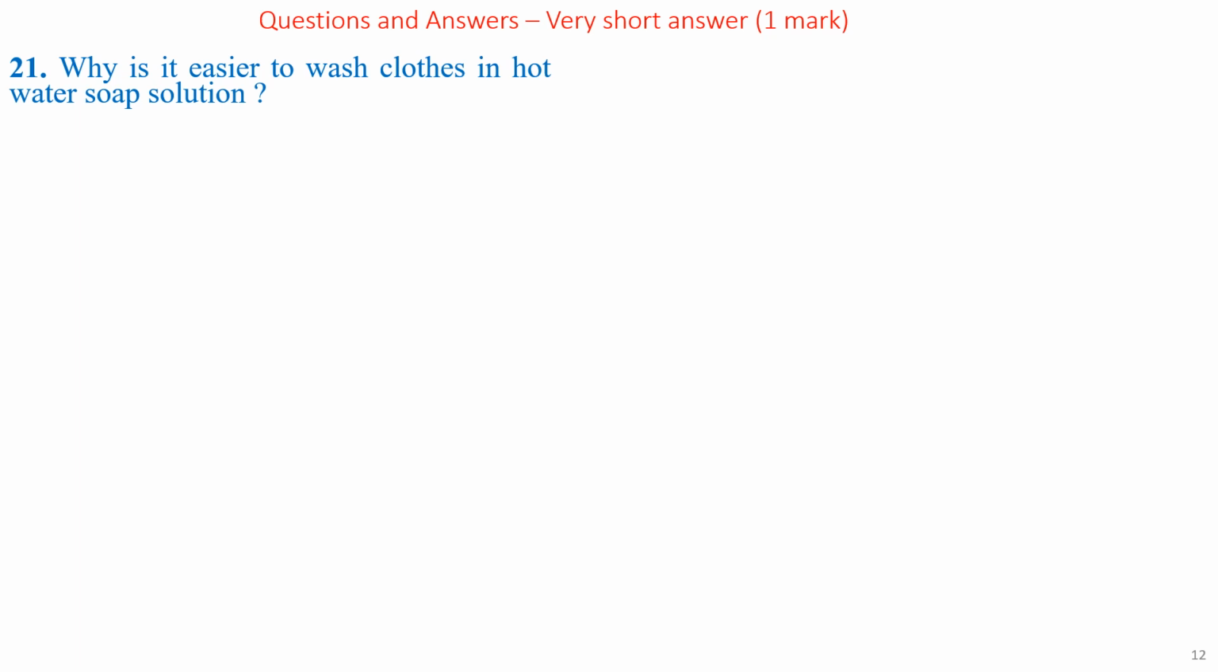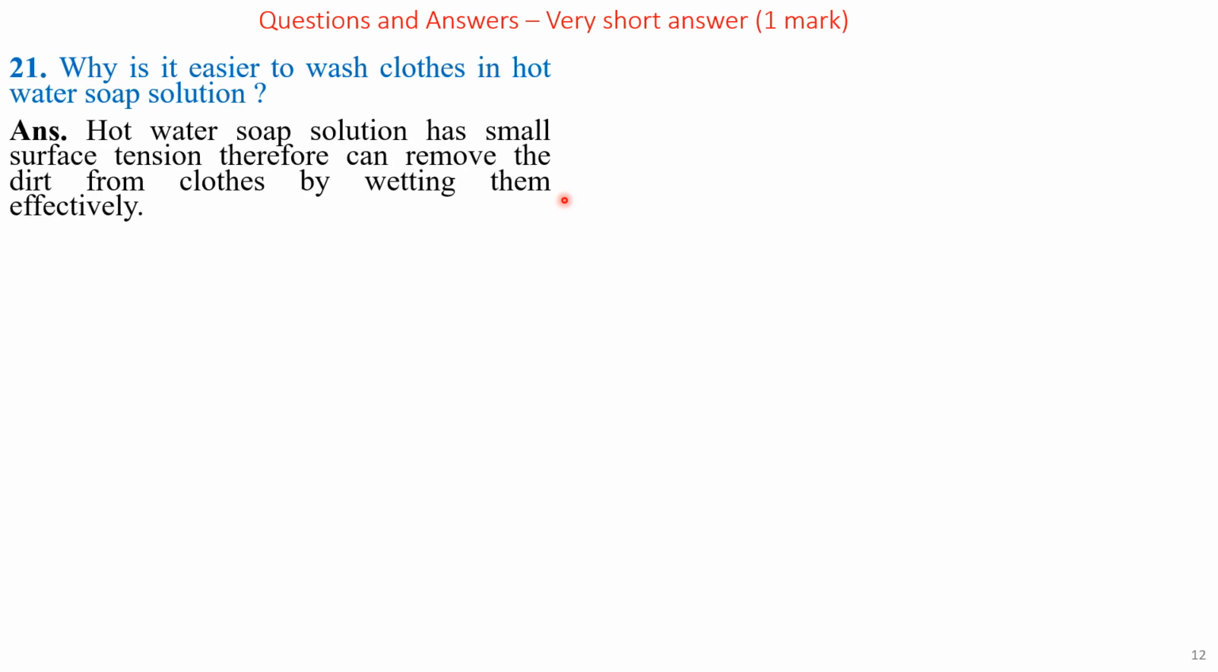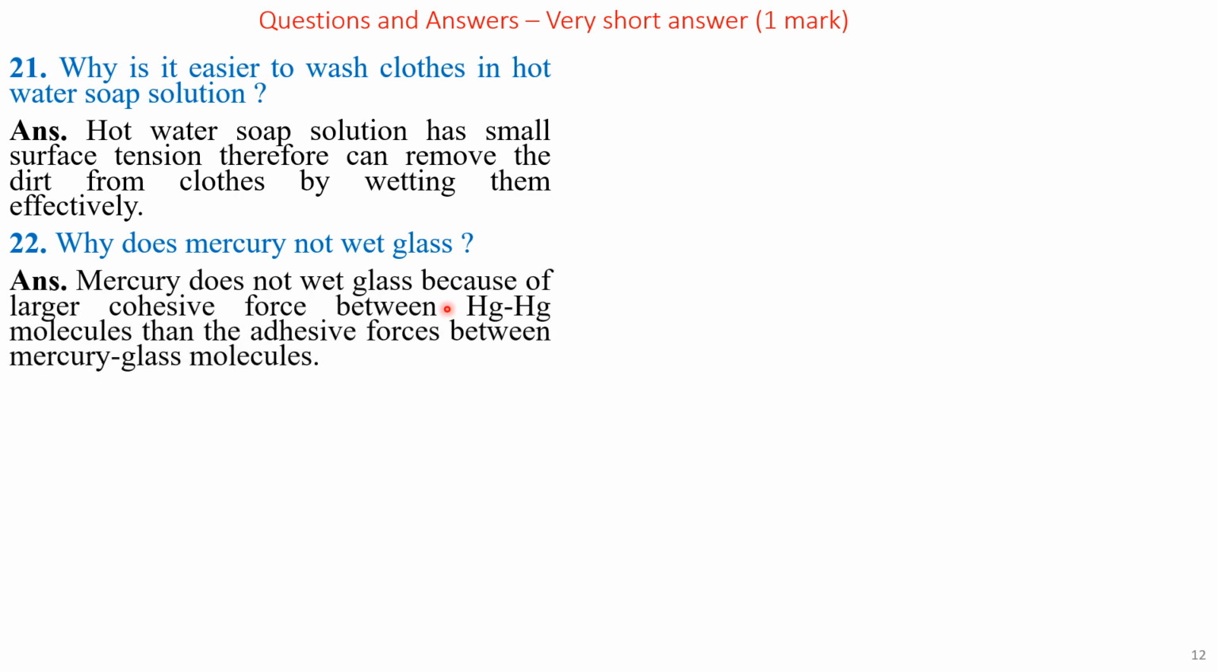Why is it easier to wash clothes in hot water soap solution? Answer is, hot water soap solution has small surface tension, therefore it can remove the dirt from the clothes by wetting them effectively. Why does mercury not wet the glass? Mercury does not wet the glass because of the larger cohesive force between mercury molecules than adhesive force between mercury and glass molecules.